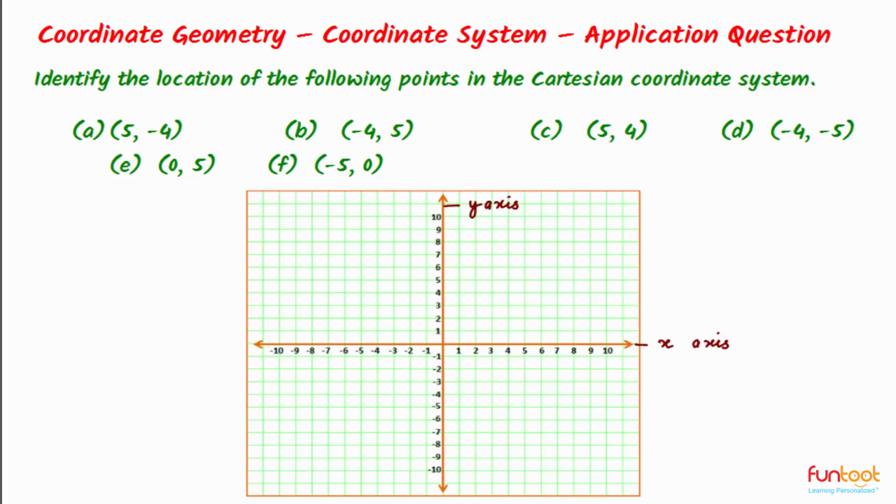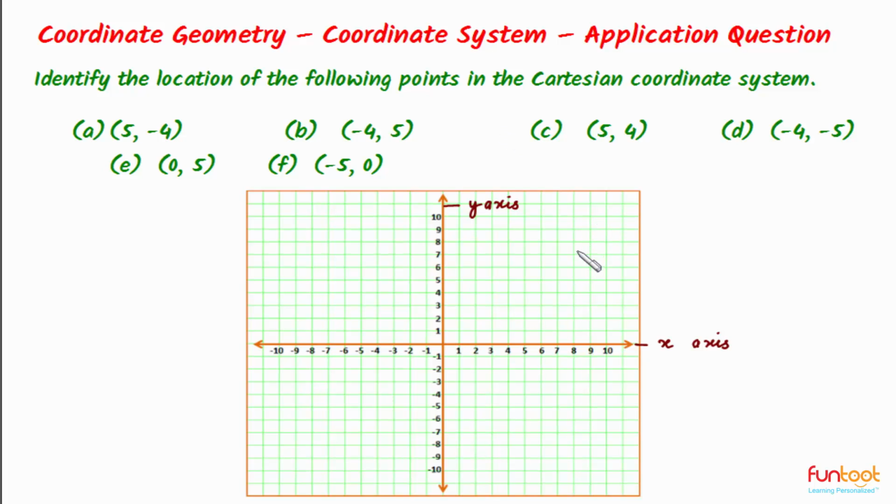Let's do this problem. Identify the location of the following points in the Cartesian coordinate system. So here we have to identify the location of these points. That means they lie in which quadrant, or lie on which axis, x-axis or y-axis, or lie at the origin.